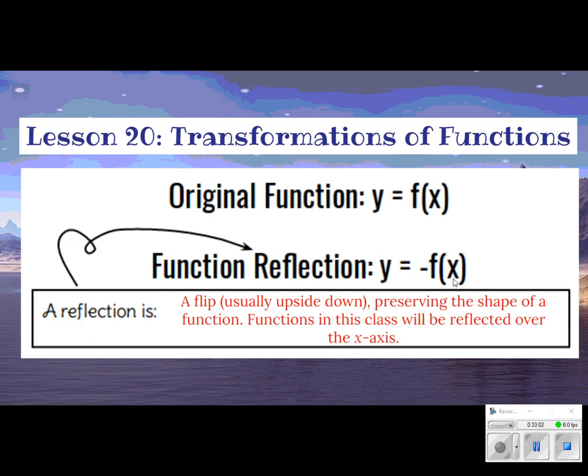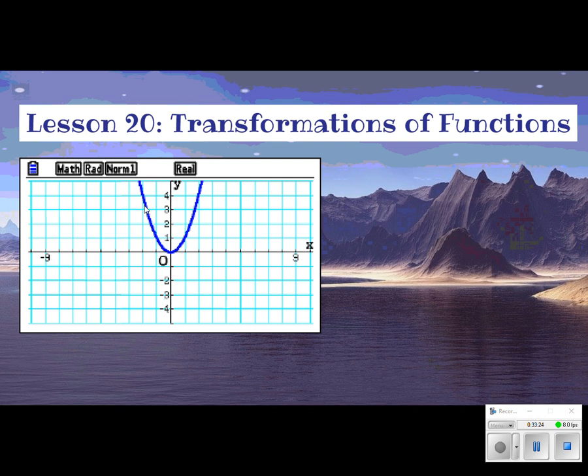All right, so let's look at reflections. A reflection is a flip, usually upside down. You can do it across the y-axis, but all our class does is reflect over the x-axis. And how do you know you have a flip? If you get a negative in front of your function. That's how you know you got a flip. We flip for negatives.